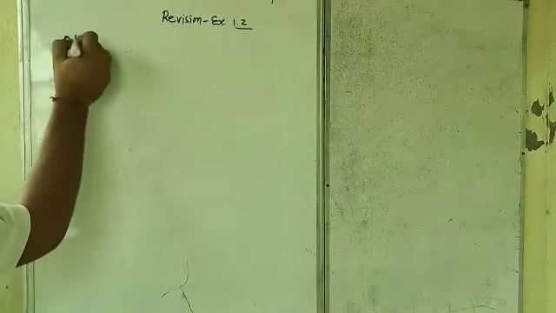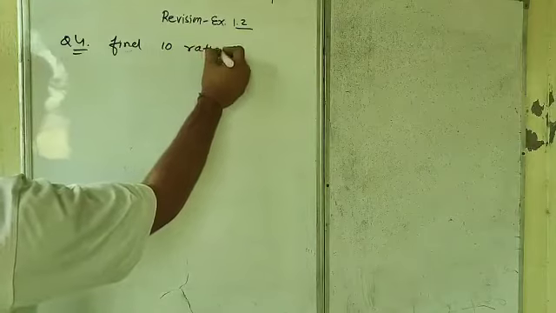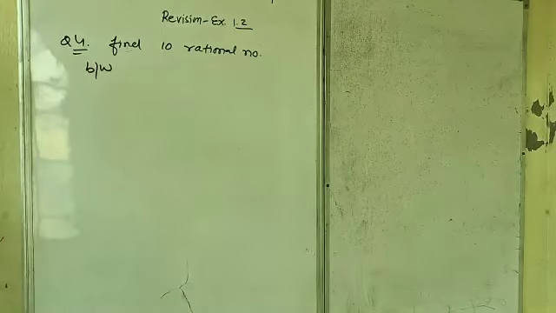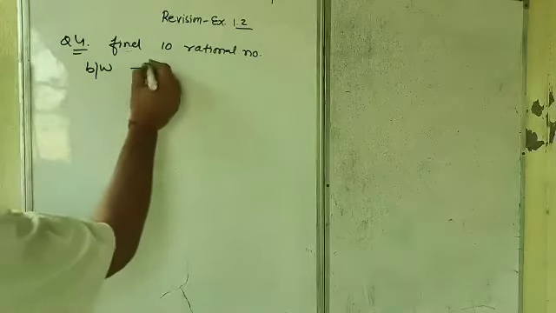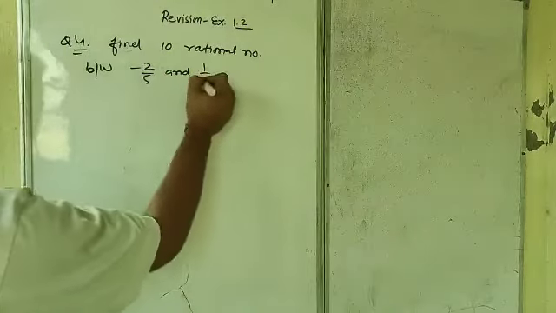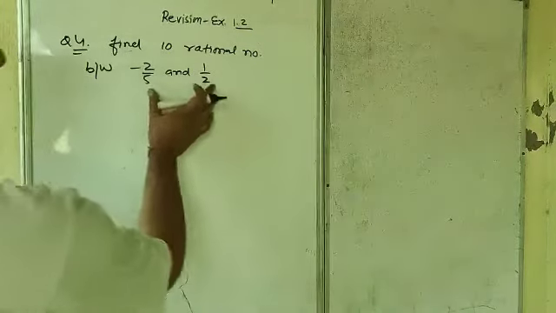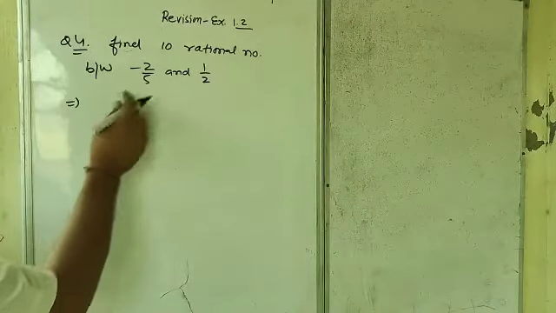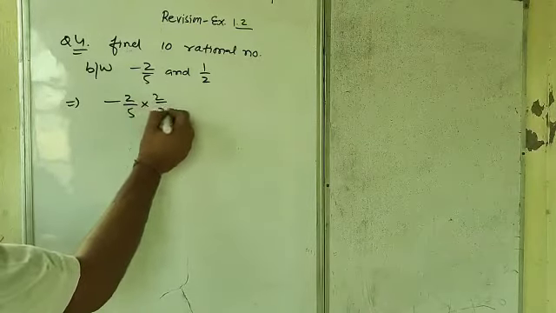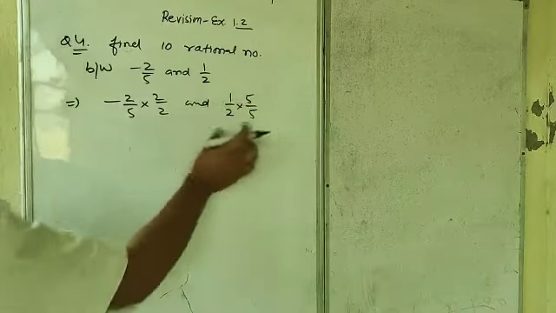The question number 4: find 10 rational numbers between -2/5 and 1/2. Now here the denominators are not same, so we have to first of all equalize them, make them like fractions. Look at this, the denominator is 10, so we multiply it by 2/2, and the denominator is 10, so we multiply it by 5/5 to make the denominator 10.